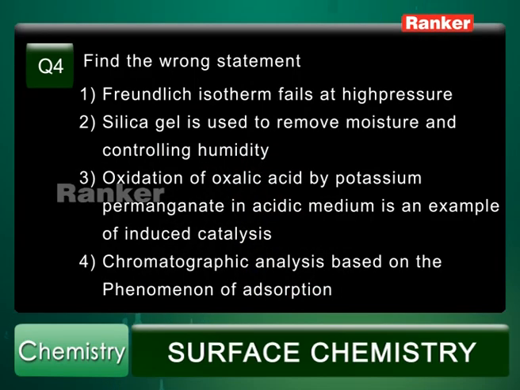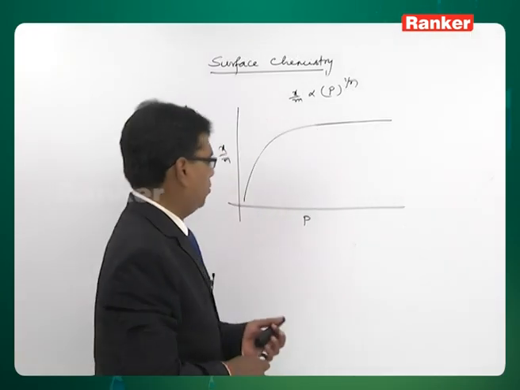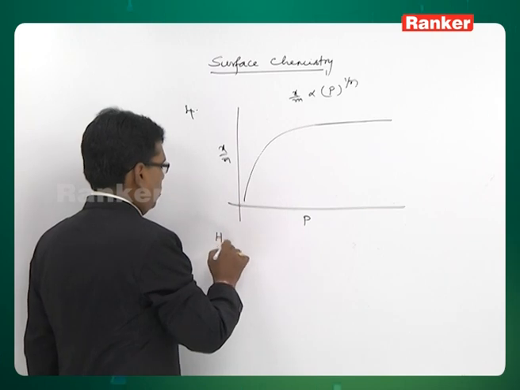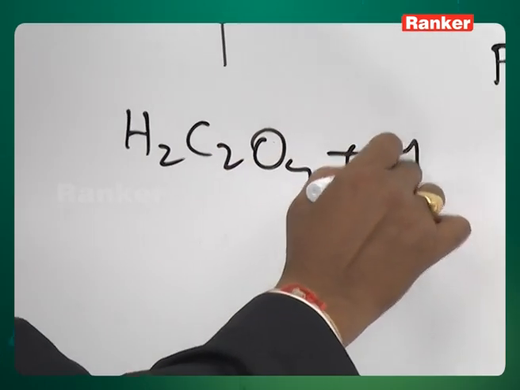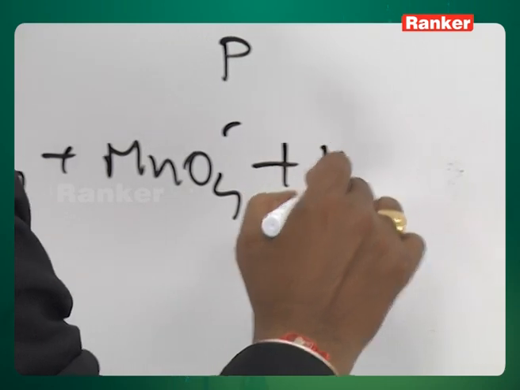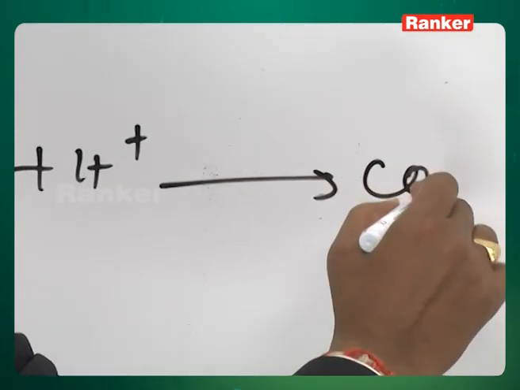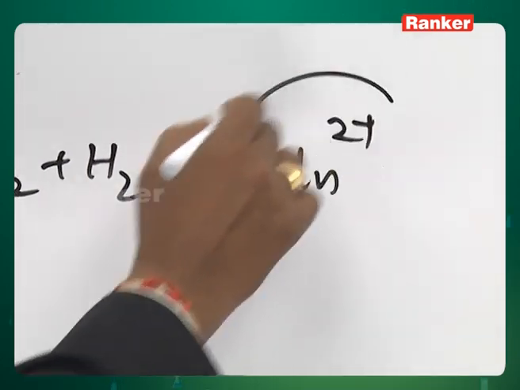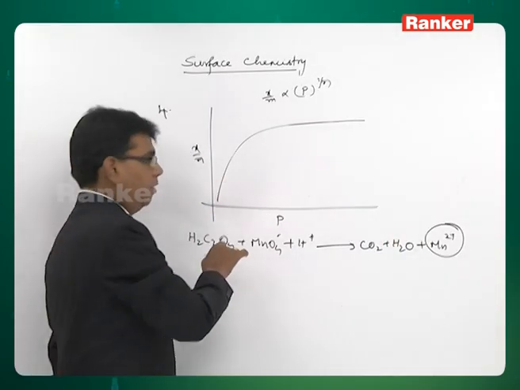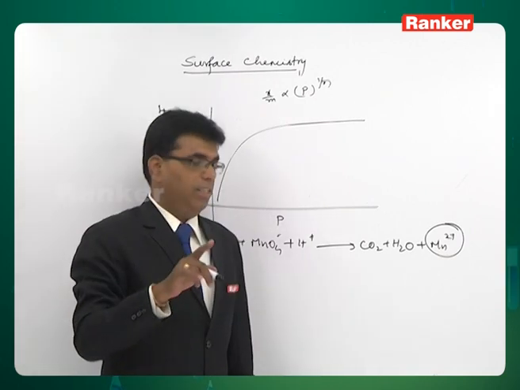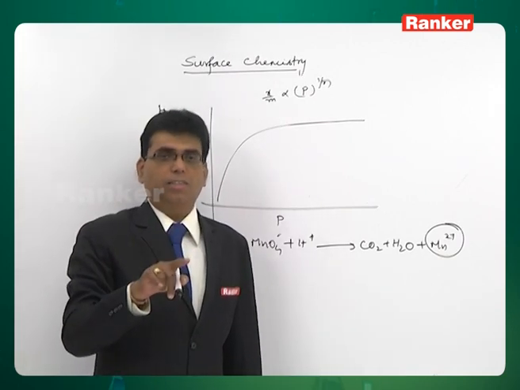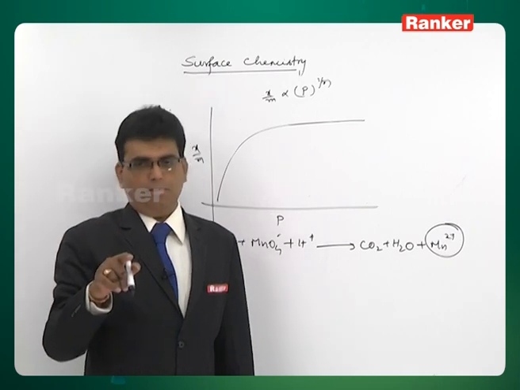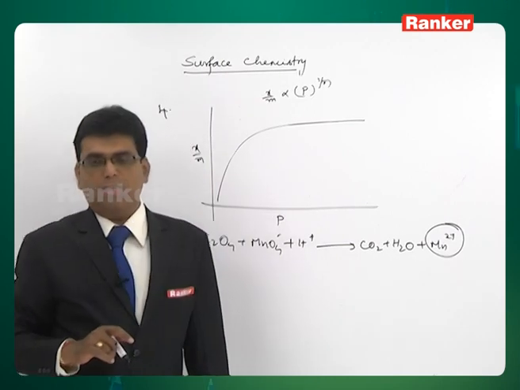Oxidation of oxalic acid by potassium permanganate in acidic medium is an example of induced catalysis. This is not induced catalysis. The oxidation of oxalic acid H2C2O4 by permanganate in acidic medium gives CO2 plus H2O plus Mn2+. This Mn2+ formed will catalyze the reaction. So, it is an example of autocatalysis, but not induced catalysis. So, that is the wrong answer.